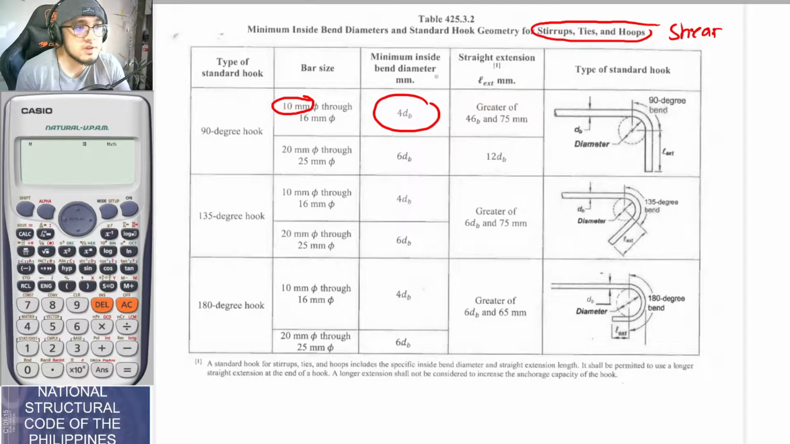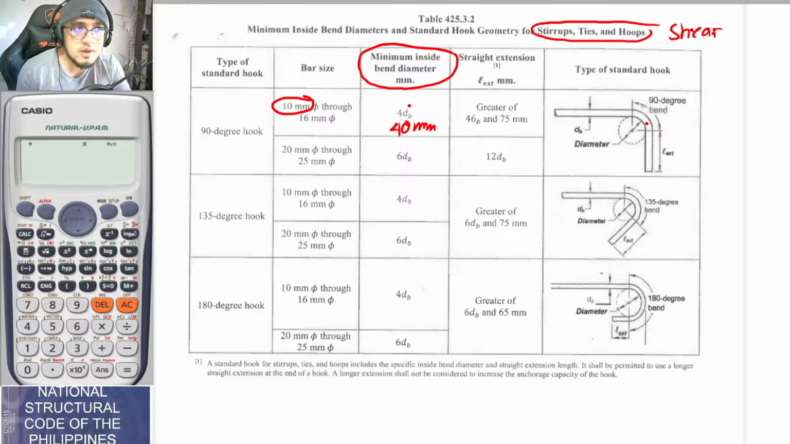So for example, if you have chosen a 10 mm diameter rebar, you would just be using these provisions. For the minimum inside bend diameter, that is just 4 times the diameter of the rebar. So once again, if you have used 10 mm, 4 times 10 mm is 40 mm. So that is the minimum inside bend diameter. So ano ba 'tong minimum inside bend diameter? It is this diameter.